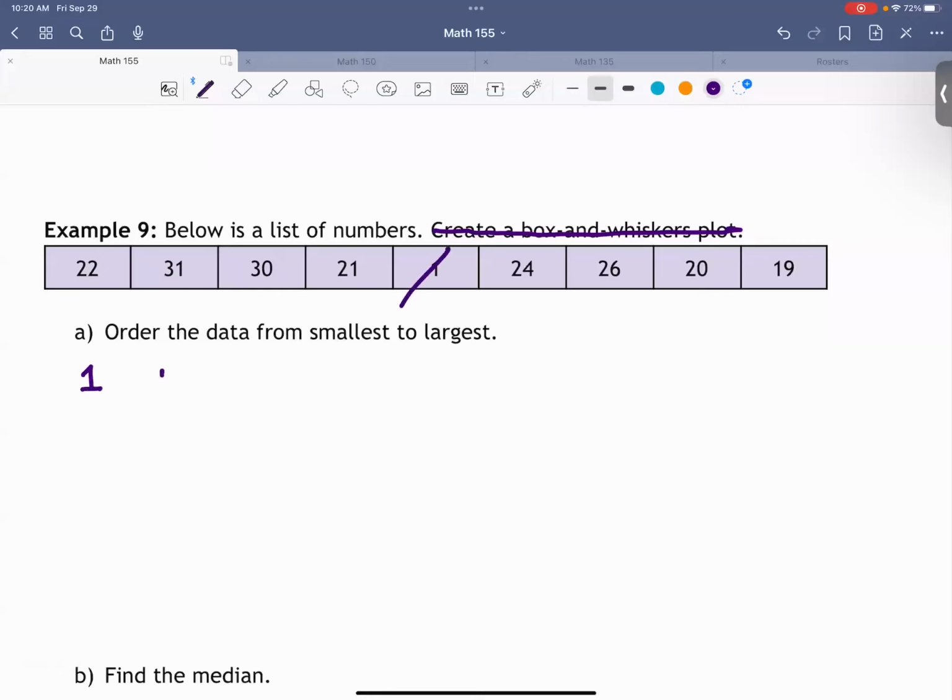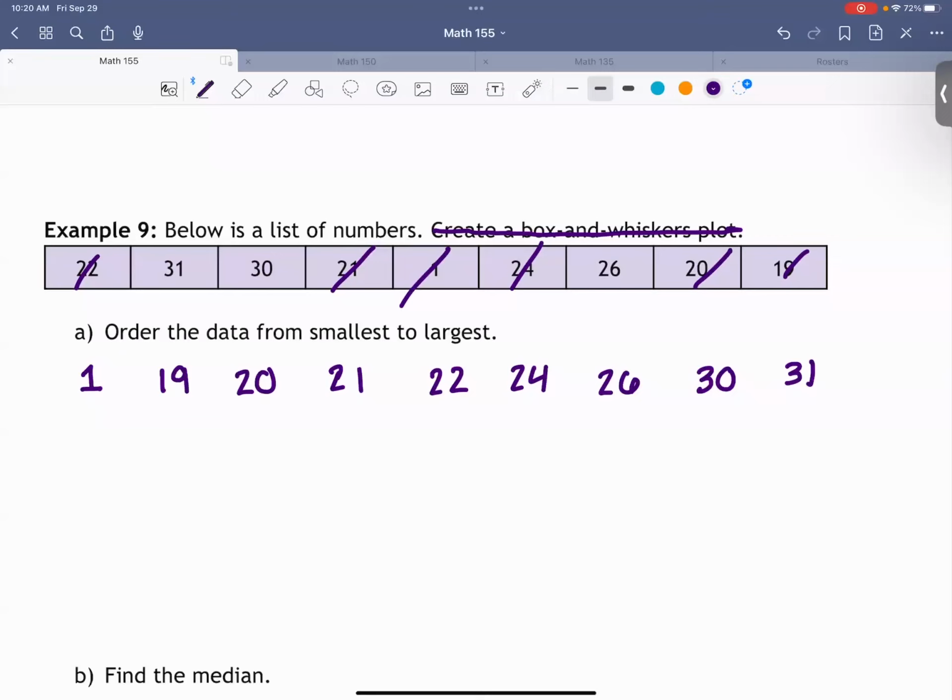We've got 19 next. I think 20 goes next. 22, no, 21. Ooh, almost messed up there. 22, 24, 26, 30, and 31. I think that looks about right. Thank you. That makes me feel a little bit more confident there.